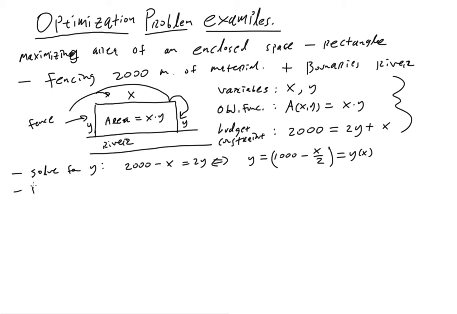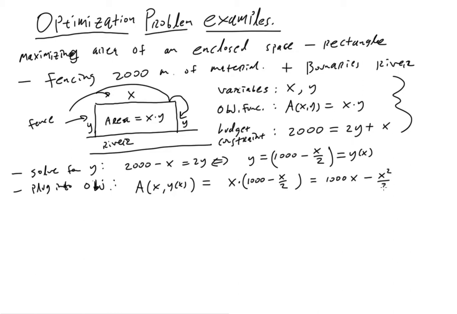And now, of course, we're going to plug into the objective. Okay, and the objective function is going to be area of x, of y of x, is equal to x times, and now instead of putting y there, we're going to put 1,000 minus x over 2. All right, I can simplify this a little bit, or at least multiply through to get that.